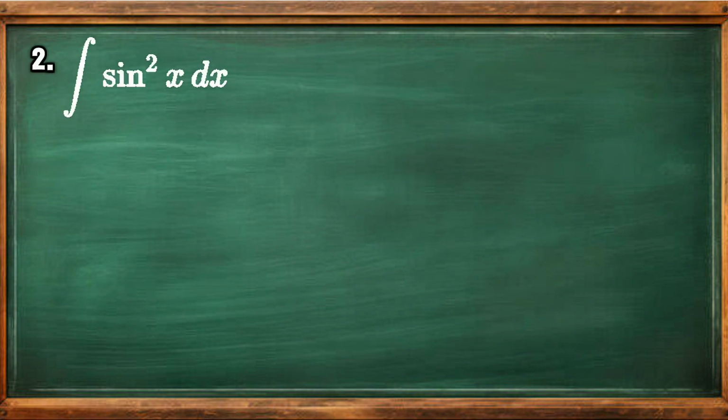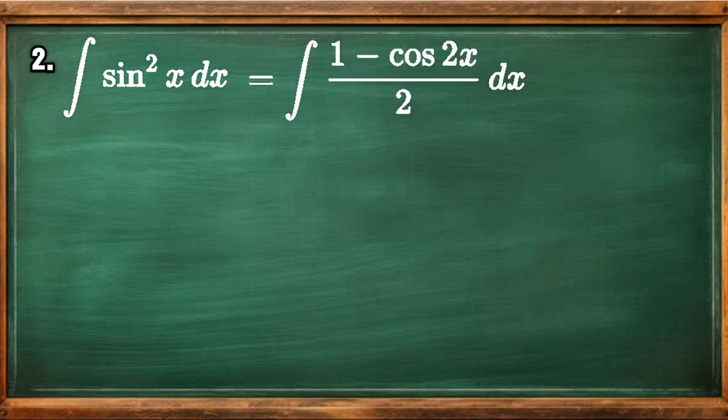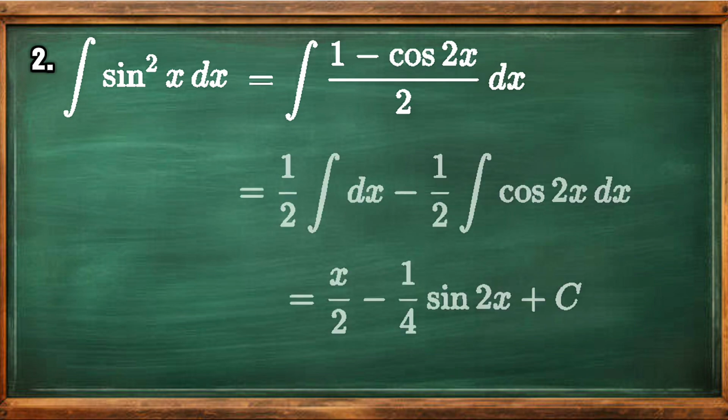To integrate sine squared x, we use the identity sine squared x is equal to 1 minus cosine 2x over 2. This turns the integral into integral of 1 minus cosine 2x over 2 dx. Then, split it into two parts. That's why we get 1/2 integral of dx and negative 1/2 integral of cosine 2x dx. The integral of dx is x, and the integral of cosine 2x is 1/2 sine 2x. Putting it all together, we get x over 2 minus 1 over 4 sine 2x plus c.